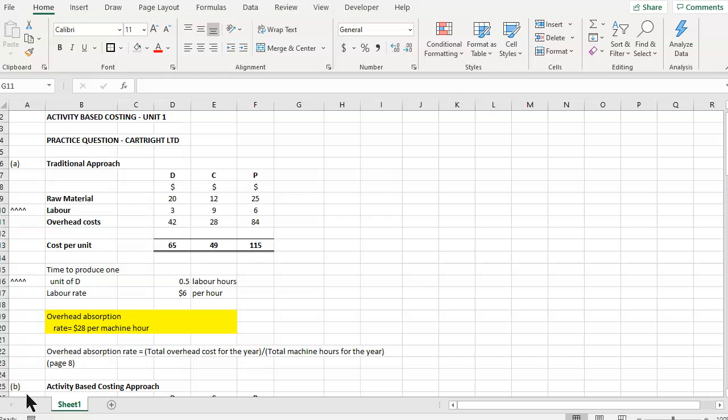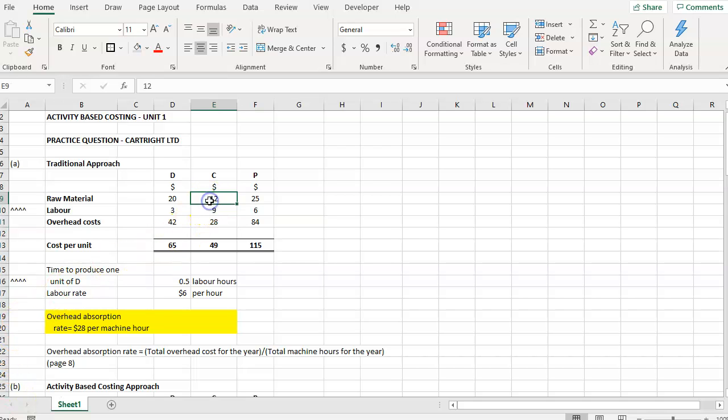Okay, so we're back. So for product C, the cost per unit is $49. For product P, the cost per unit is $115. Now, how did we get that?